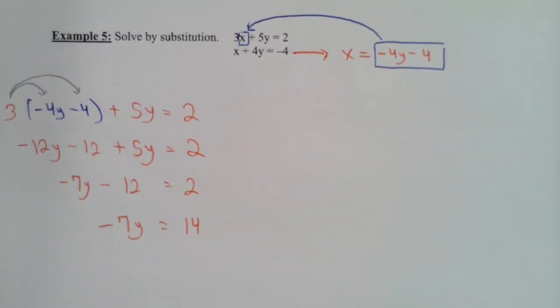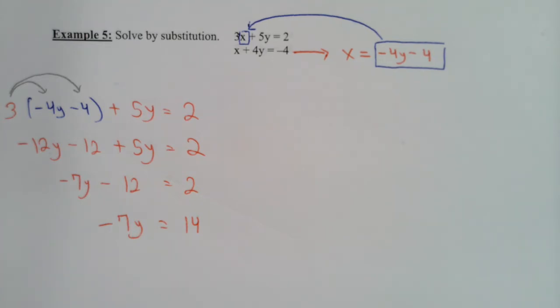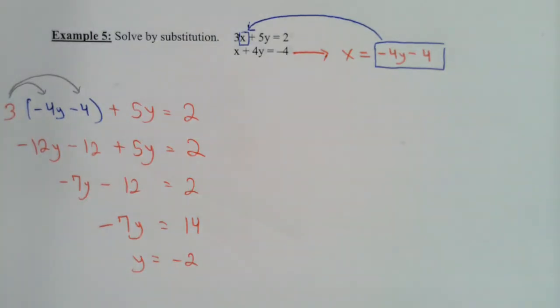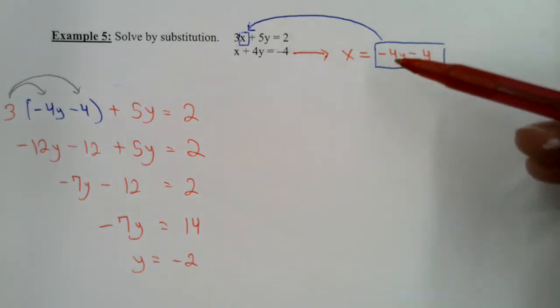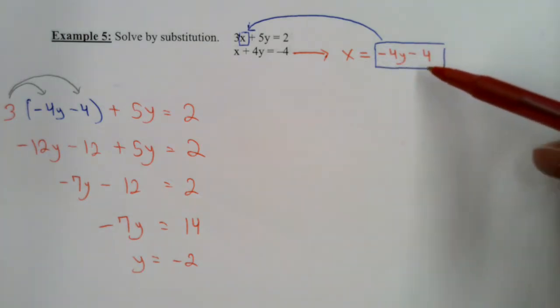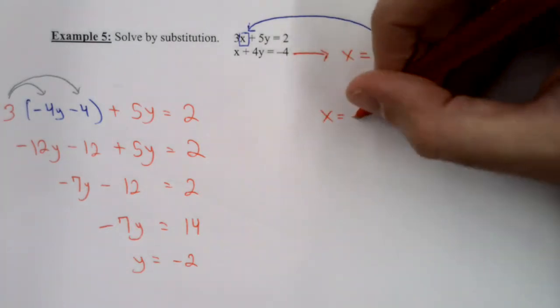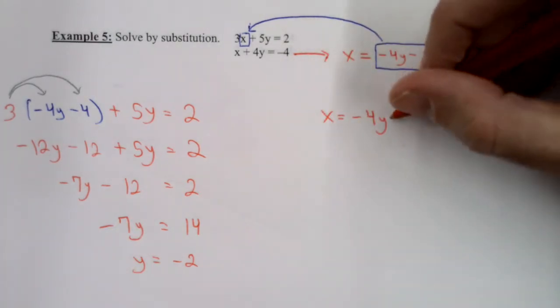Negative 7y equals 14. Divide by negative 7, and you get y equals negative 2. Now you have to solve for x. Go back into any equation you want. Try to pick the easiest one. This one right here is already solved for x. Let's use that one. X equals negative 4y minus 4.